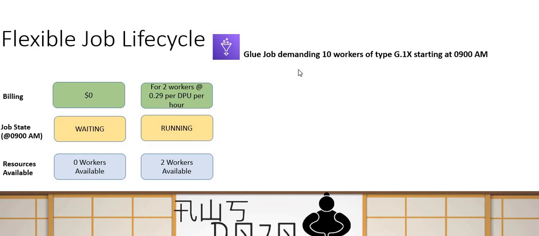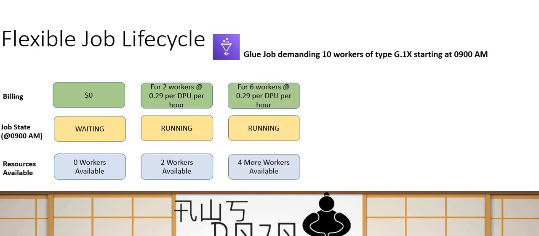Now, keep this in mind, guys, that even if the job is configured for 10 workers, you are not billed for 10 workers. You are billed for 2 workers only because only 2 workers are made available at this point in time. And meanwhile, while the job is running, it is still asking for more capacity because it is configured for 10 workers, but it has got only 2. So it is not satisfied, saying, hey, I want more workers, because that's how it is configured. And after some time, assume that 4 more workers become available.